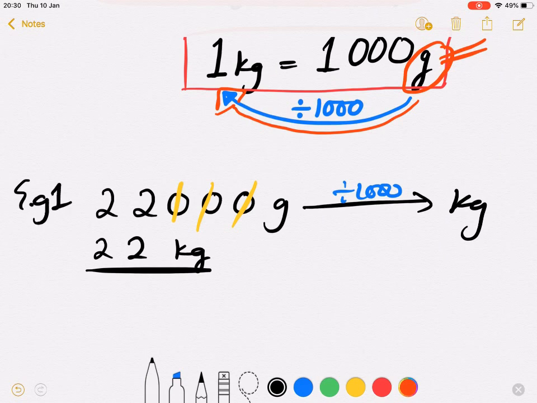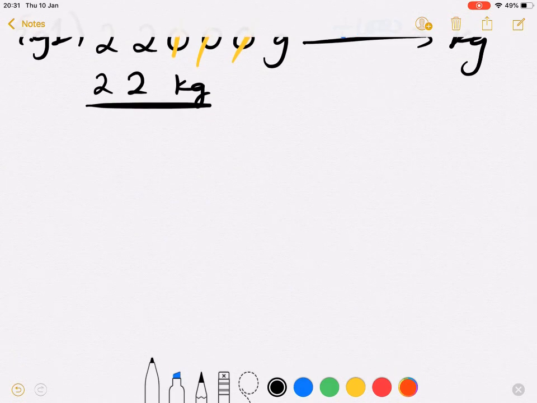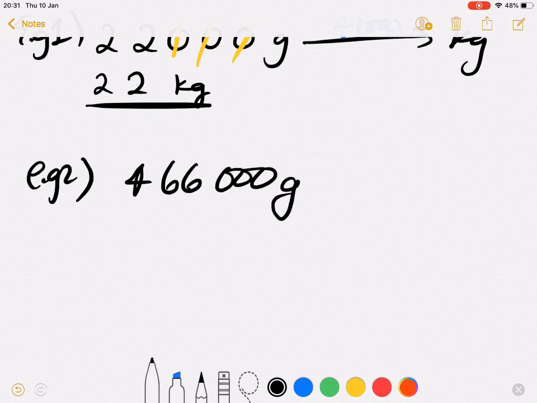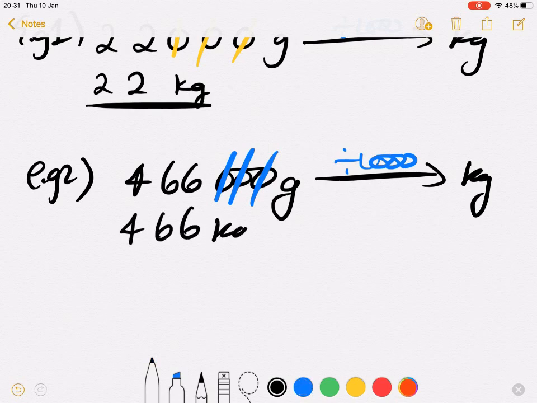So let's do some more examples. Okay, that's example number 1 done. The next one is example number 2. We have 466,000 grams. We change that into kilograms, and we know to do that we have to divide it by 1,000. Because we're dividing by 1,000, and this is a whole number with zeros in it, we can remove the 3 zeros. You've got to have 3 zeros. So that will give us 466 kilograms. And that's the end of example number 2.